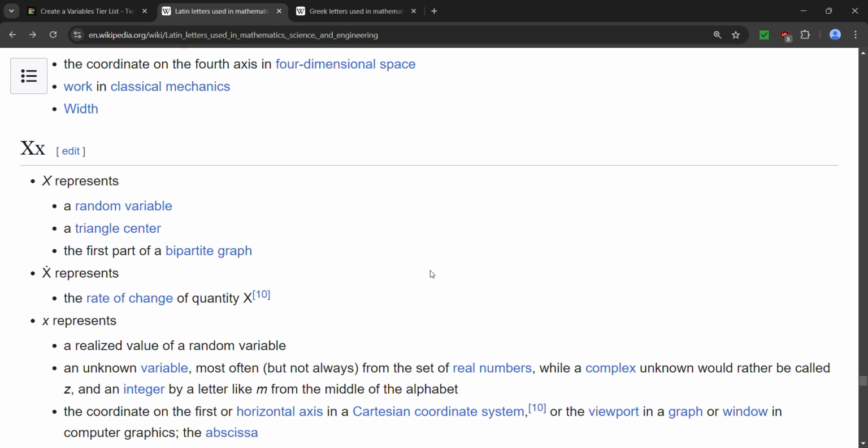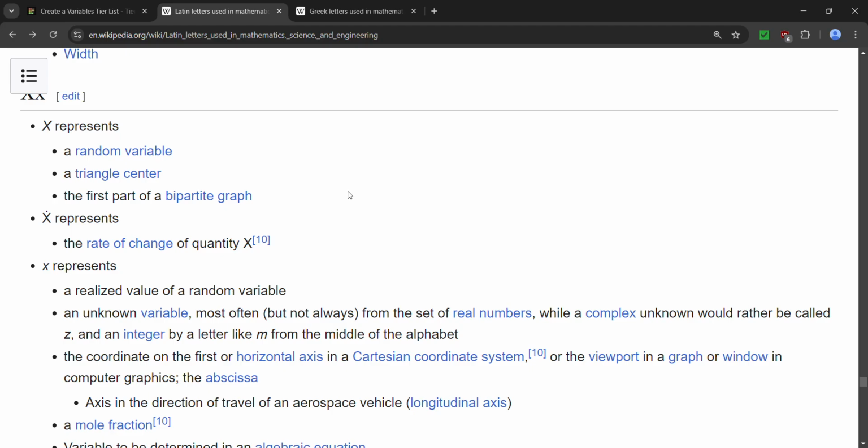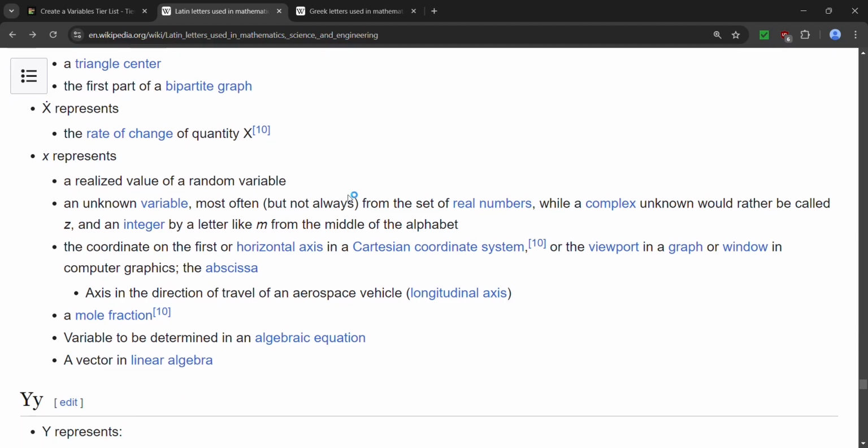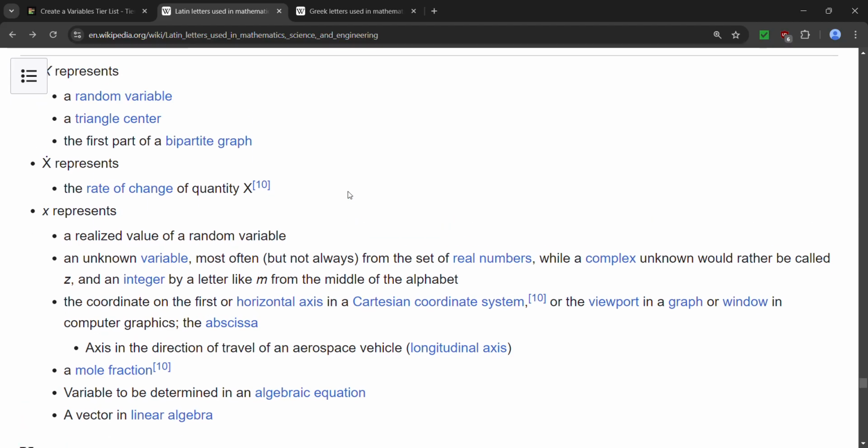Okay, X, right? Right off the bat, X is like the variable. If you're gonna put a variable in the equation, it's X. So I'm feeling at least a C just for that. But let's look at what it represents here. Yeah, a random variable, first thing. So good for X for that. Rate of change. There's actually not that much here.